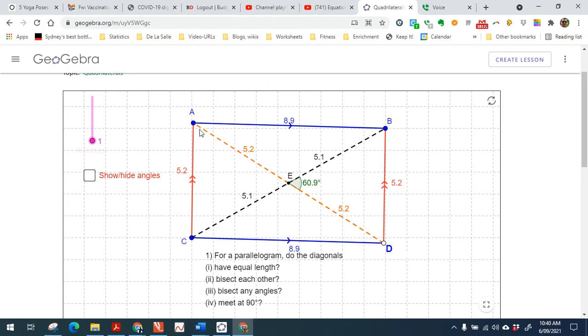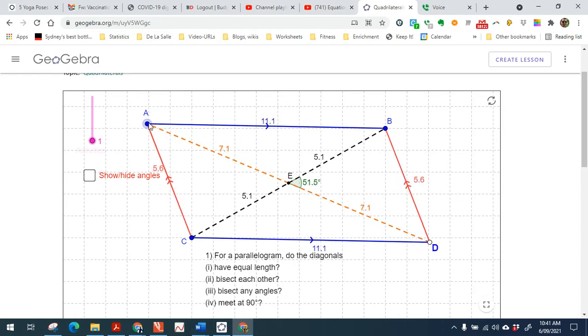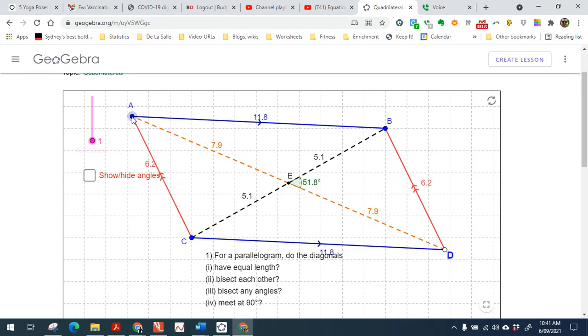Now, you can also see on the orange diagonal that it's 5.2 units from A to E, and from D to E, it's also 5.2 units. So in actual fact, the black line cuts the orange diagonal in half as well. So both those diagonals cut each other in half. Okay, and that's actually true. If we move and make another parallelogram, you can see that that's always true.